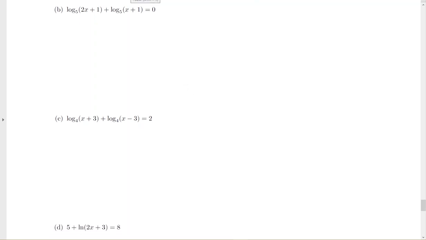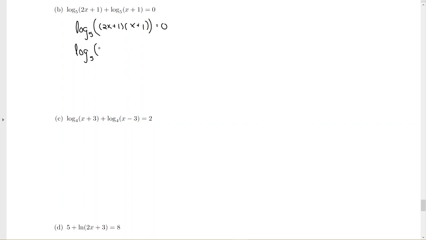Right, so for part B, same idea. Condense. So it's going to be log base 5 of 2x plus 1 times x plus 1. FOIL it out.